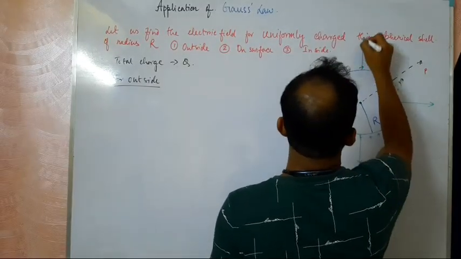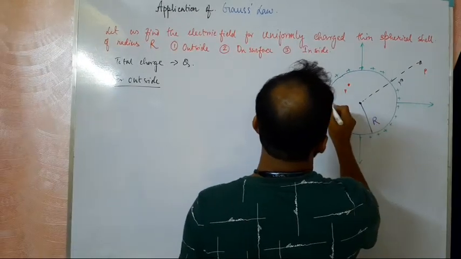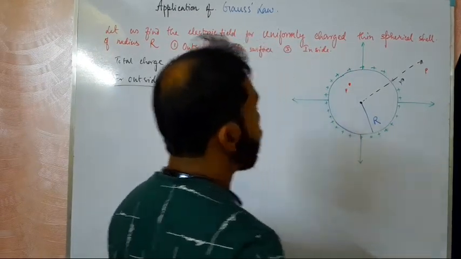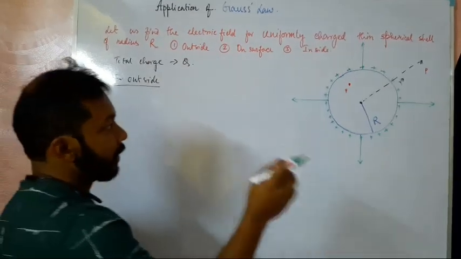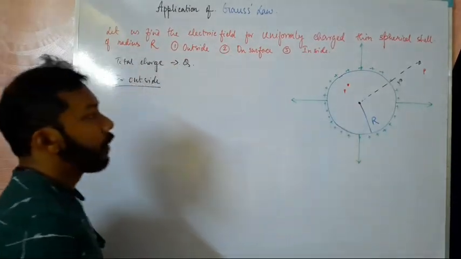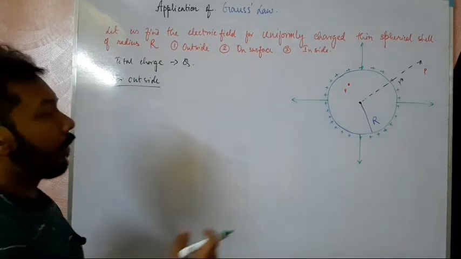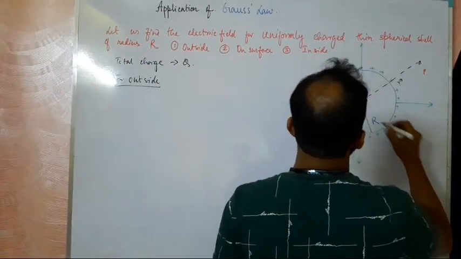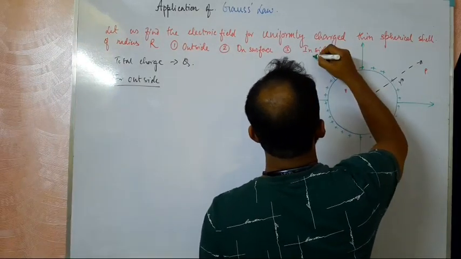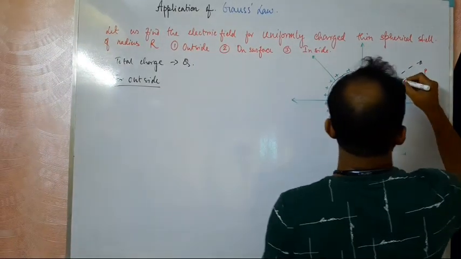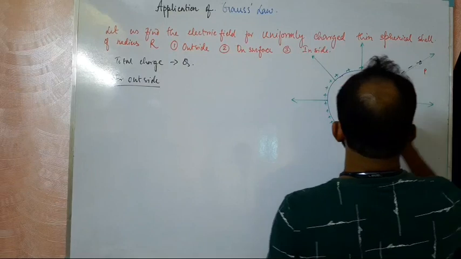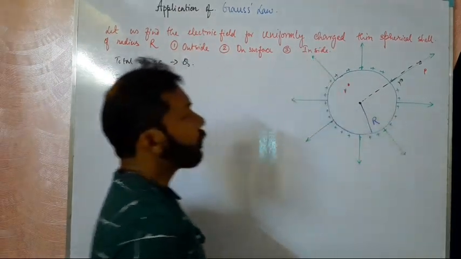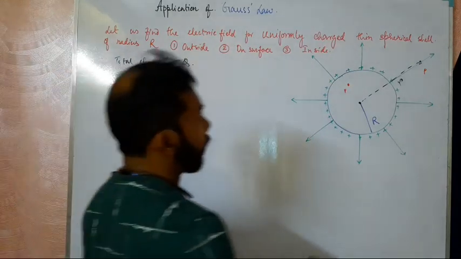As we'll see later, the hollow sphere can be considered as if the total charge is concentrated at the center. We'll know it at the end of the derivation. But for now, the direction of the electric field is radially outward. This is the direction of the electric field.